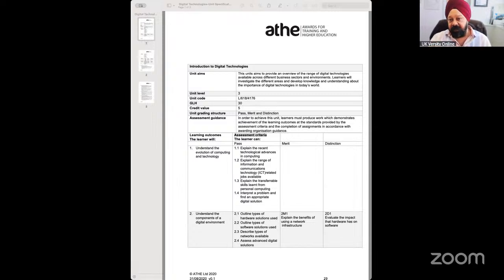Then you have internet technologies. Now, internet technologies are technologies which enable the connectivity of the internet and some of your online resources. So an example of this would be the Internet of Things, IoT.